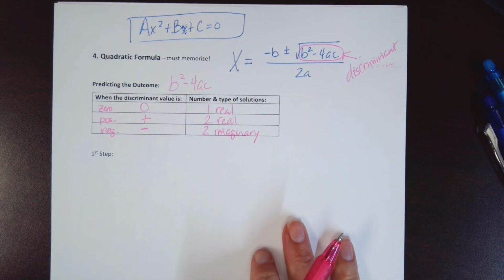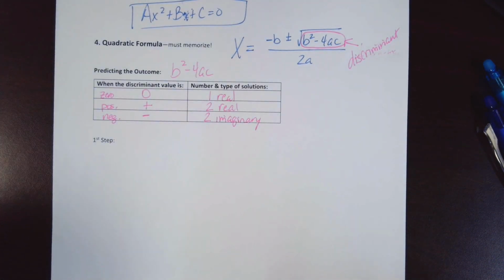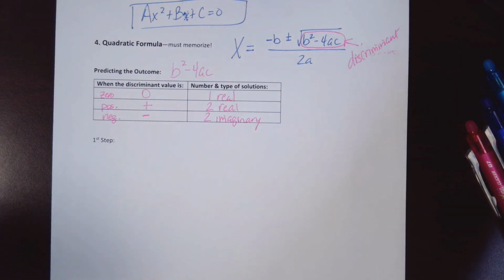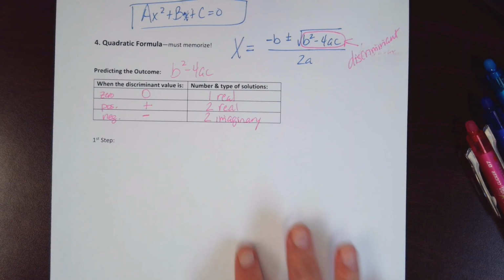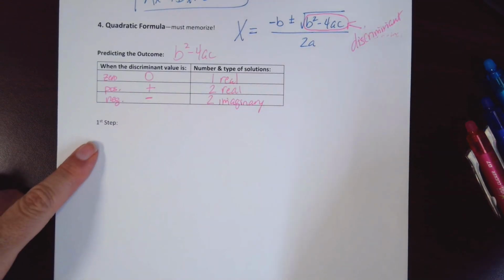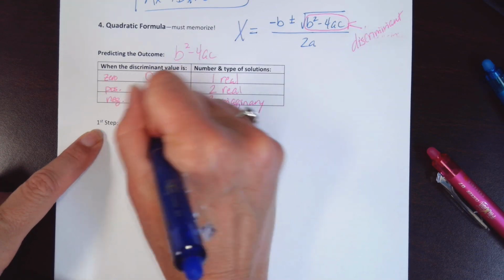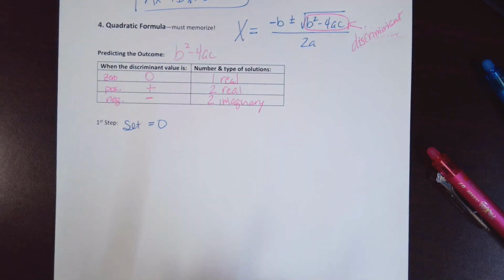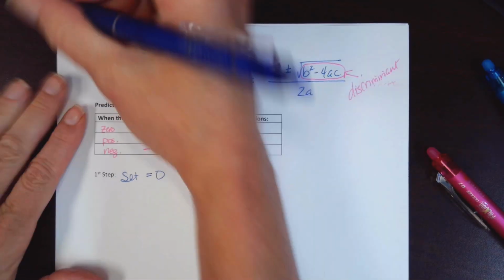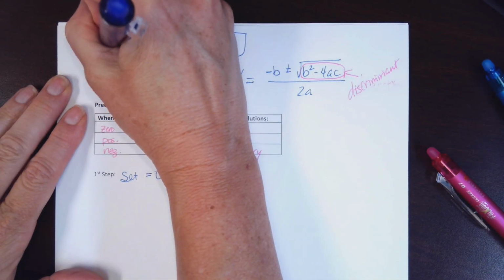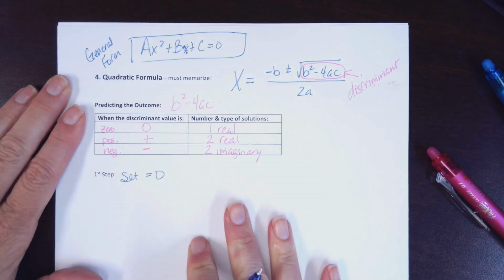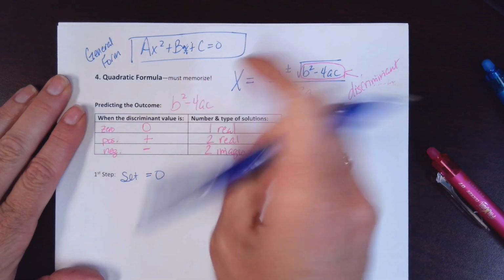Okay, our last thing we're going to do is work through one of these quadratic equation problems so that you have an example in your notes. Our first step when we are doing our quadratic formula is to set our equation equal to 0 again. We want it in that general form, set equal to 0, so that we know our values for a, b, and c.